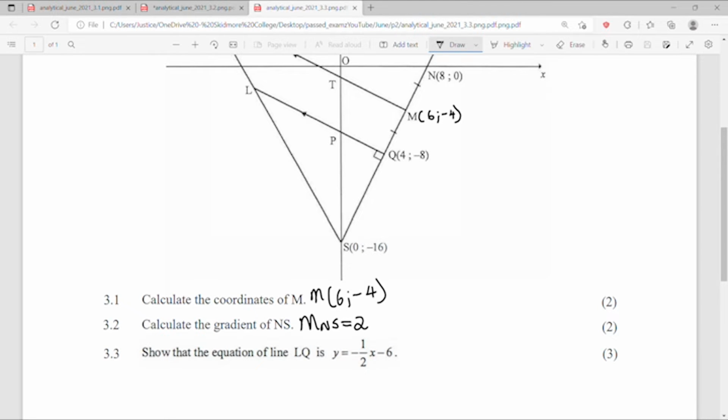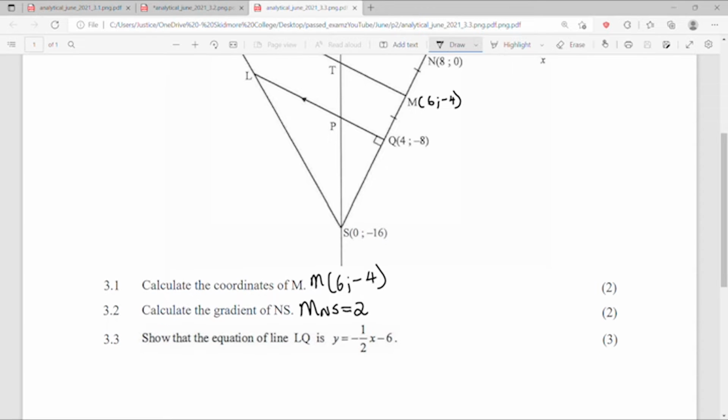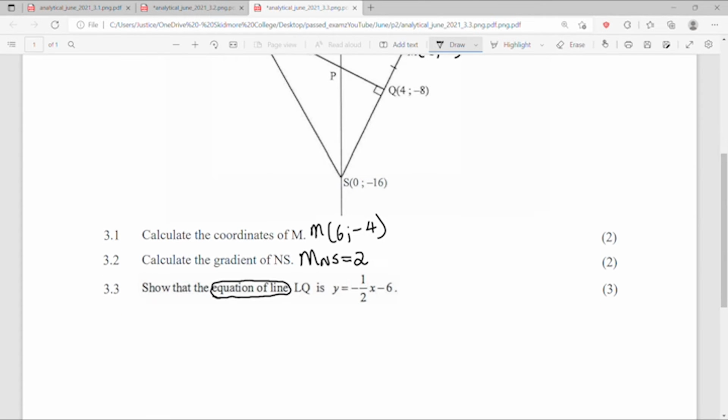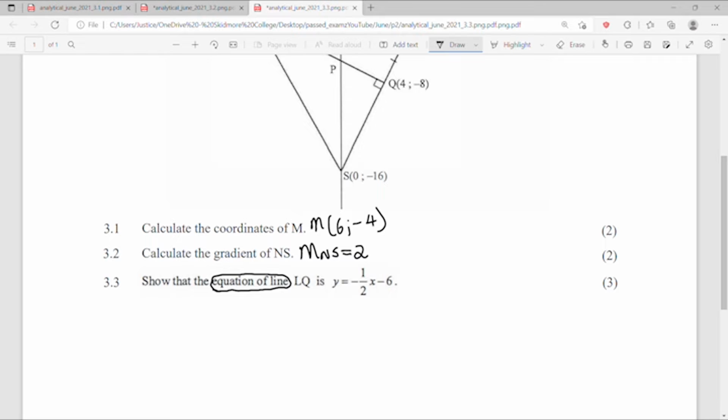It says show that the equation of line LQ, right? Immediately, it's talking about the equation of a line. You should remember the formula for the equation of a line. And let's use this one, it seems a bit more efficient. y minus y1 equals m times x minus x1.